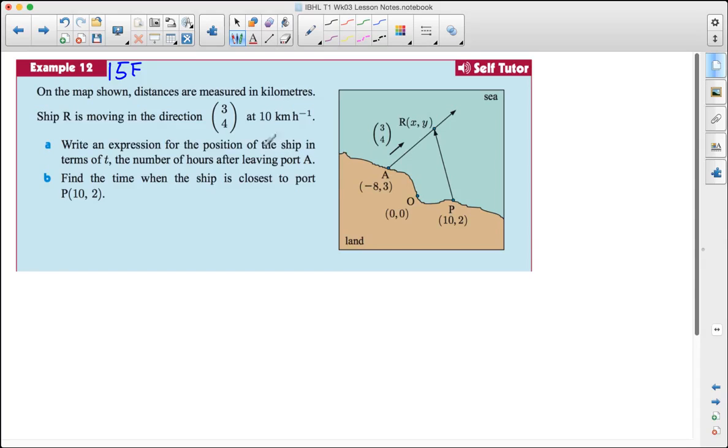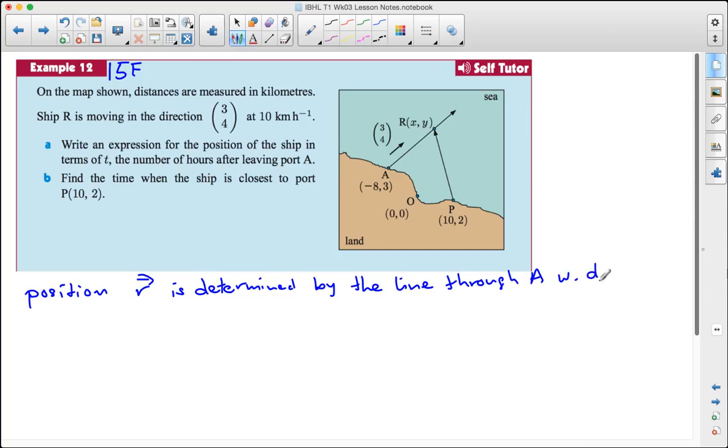So the position can be written as the position vector r, is determined by the line through A with the direction of 3, 4. That's what we need in part A.